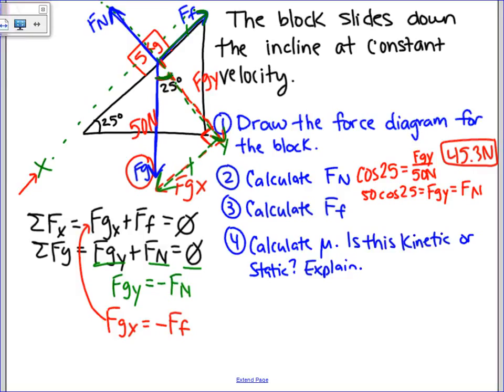I know my angle is 25 degrees, and my hypotenuse is still 50 newtons, but now I'm trying to figure out what force gravity x is, which is the opposite. So with the opposite and the hypotenuse, I'm going to use sine of 25 degrees equals the opposite, which is force gravity x, over the hypotenuse, which is 50 newtons. If I rewrite that, I end up getting 50 times sine of 25 equals the force gravity x. And remember, that's the same thing as force friction. Plugging into the calculator, 50 times sine of 25 gives me a force friction of 21.1 newtons.